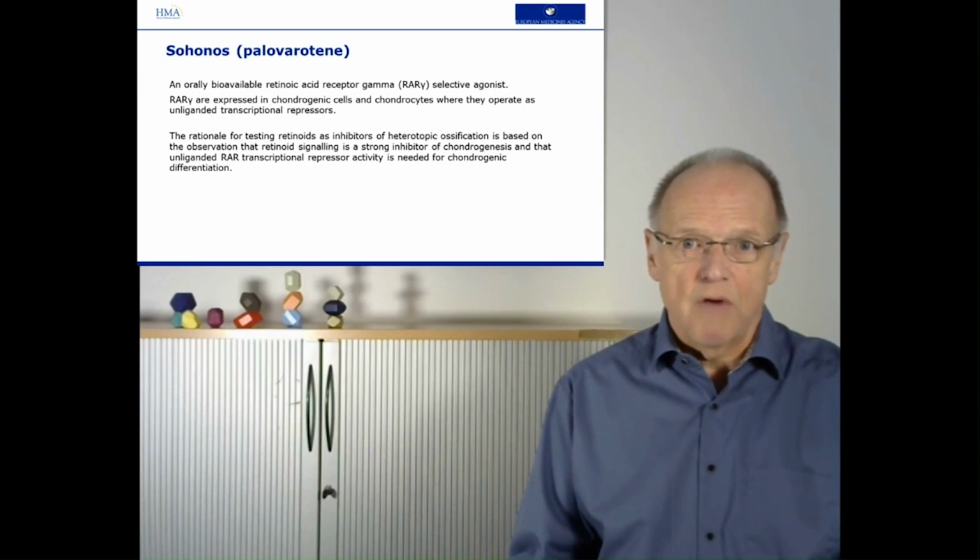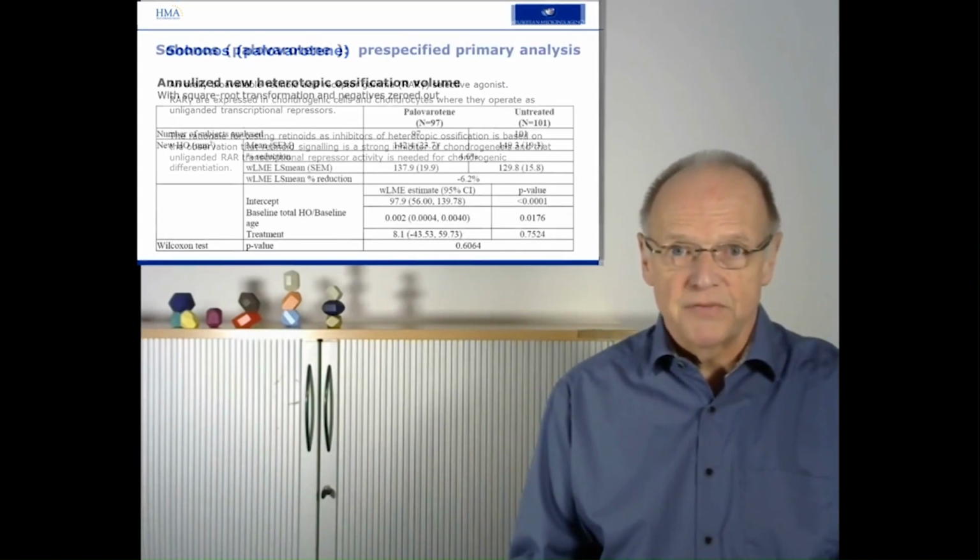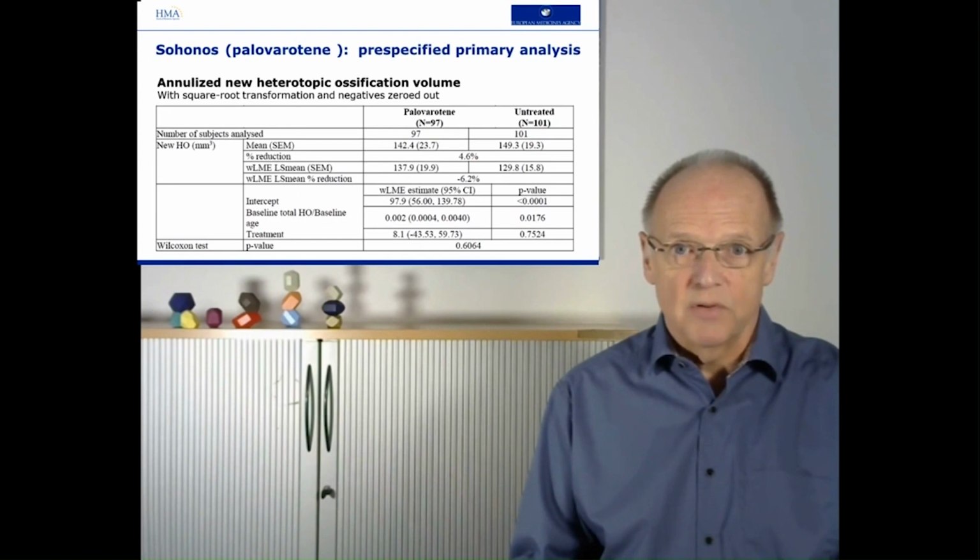Sohonos, palovarotene, is a retinoic acid receptor gamma agonist and was expected to decrease the abnormal bone formation. The pre-specified endpoint in the clinical study was the volume of newly formed bone, quantified by whole body CT scan.